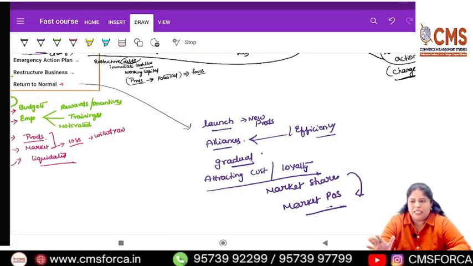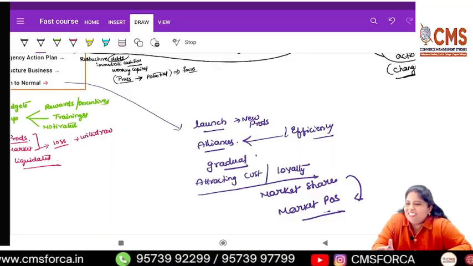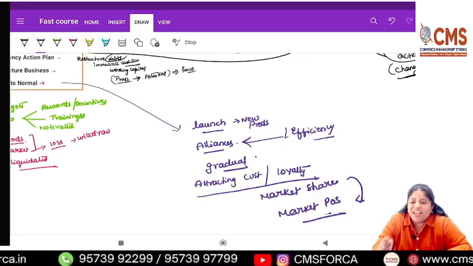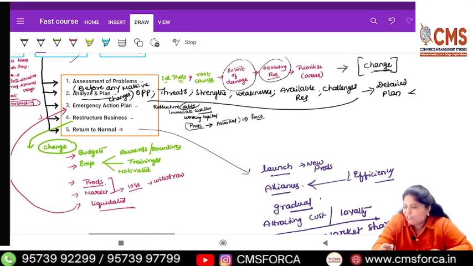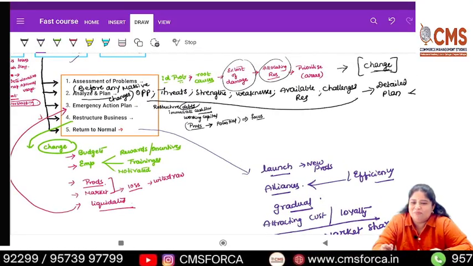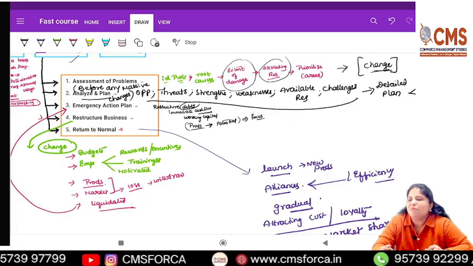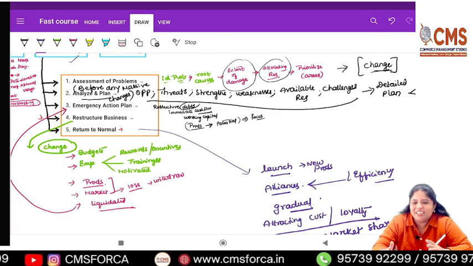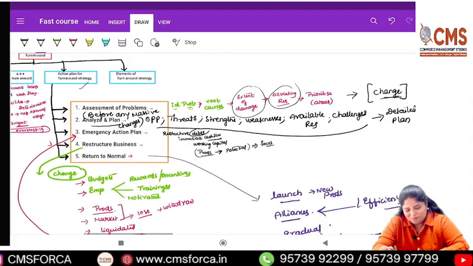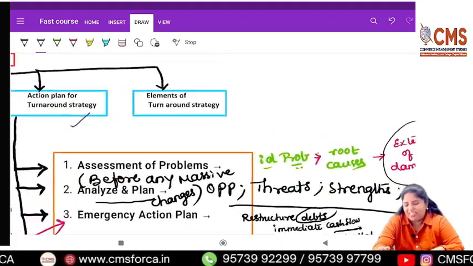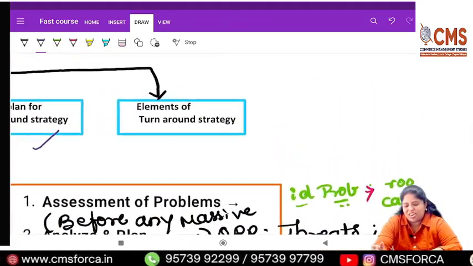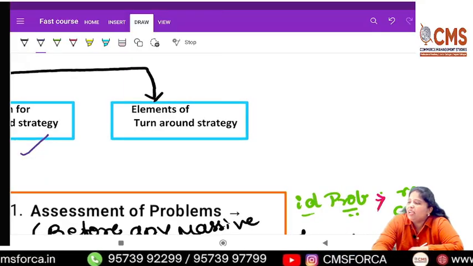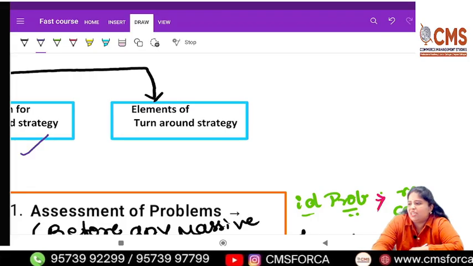So that is the turnaround strategy steps. I know it's at times bothersome to read such lengthy stories from your material, it's an aversion. So keep a summary like this, and you will feel like reading two more times. So let's finally conclude the turnaround strategy with what are the elements of turnaround strategy.